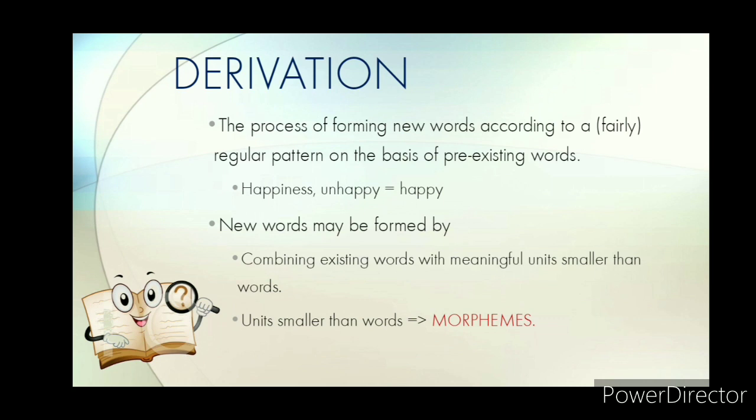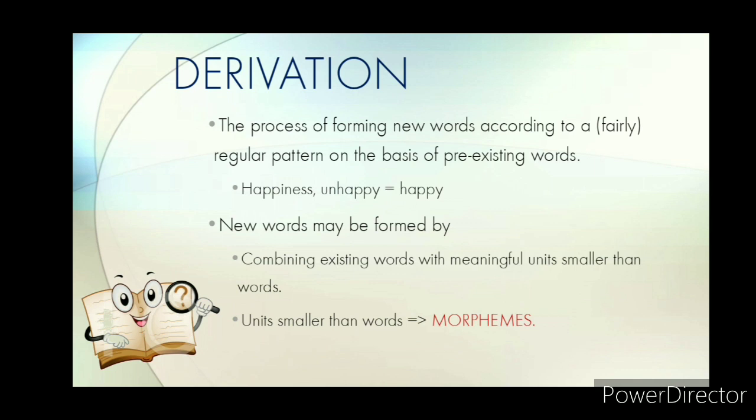Now let's start with the definition of derivation. So what exactly is derivation? As written in your PowerPoint, the process of forming new words according to a very regular pattern on the basis of pre-existing words is what is known as derivation. So basically, a derivation is a new word that is constructed based on previously existing words. As written in the example, there are two words starting from happy: happiness and unhappy.